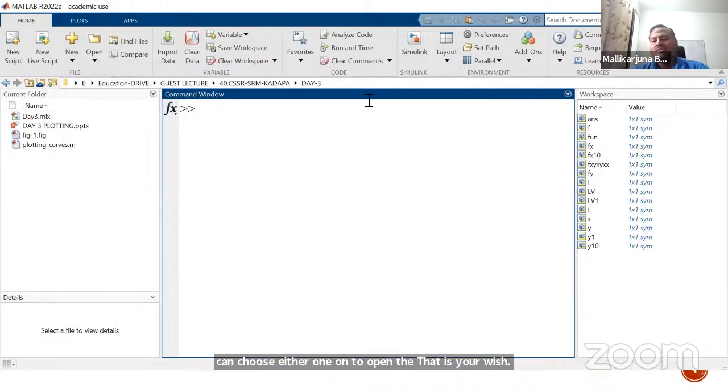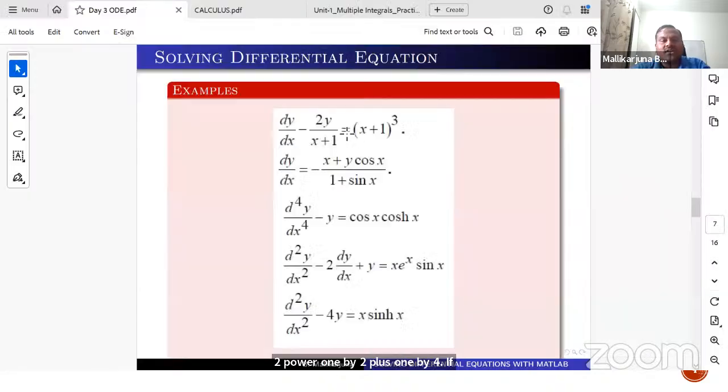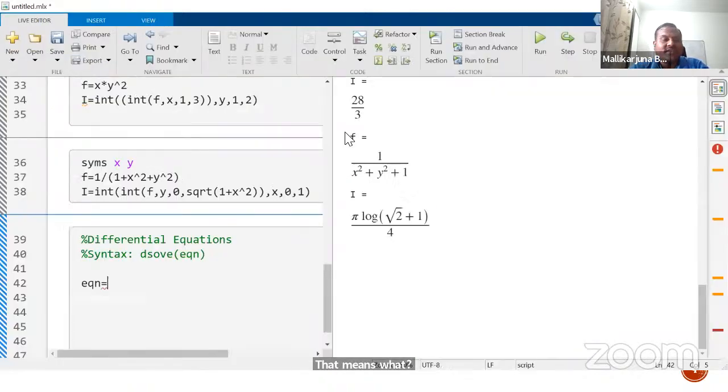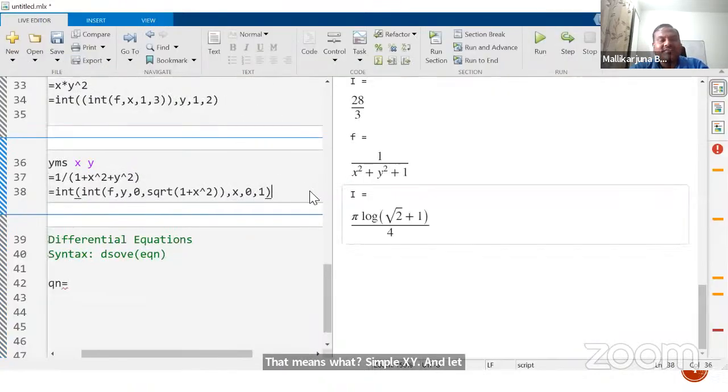I don't think have a doubt. Okay. Now, I think one of the participants telling pi into log 2 power 1 by 2 plus 1 by 4. If suppose you type the same thing in command window here, that means what? Symbol x, y. And let me copy the same here.